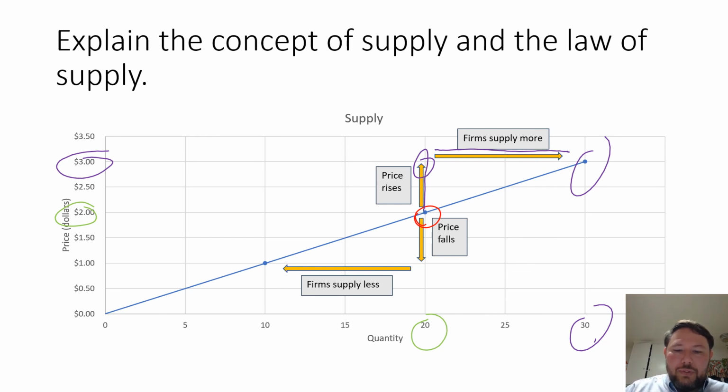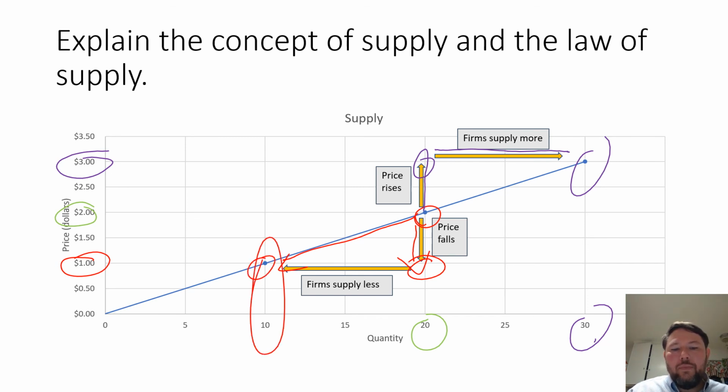And we can see that the opposite is true if price were to fall. I'm choosing a different color here. Let's use orange. If price were to fall to $1, we would end up here on the curve because we would actually go down like this, and that would be 10.